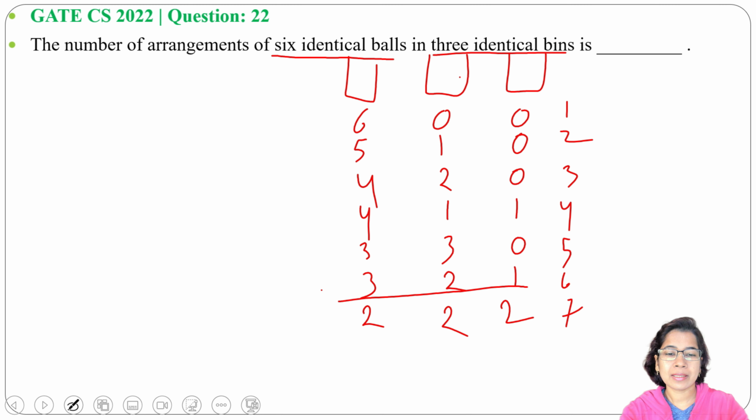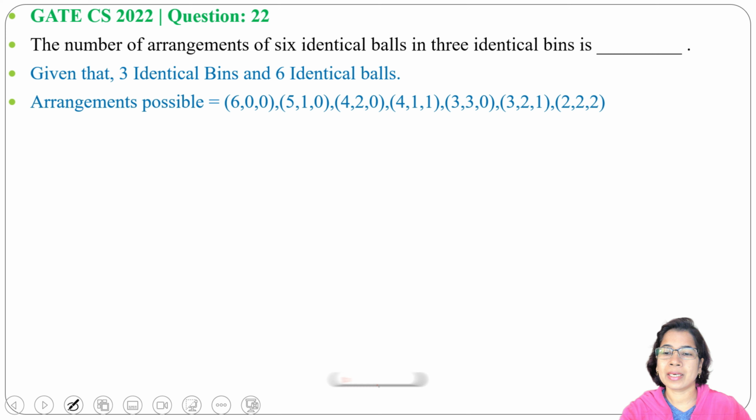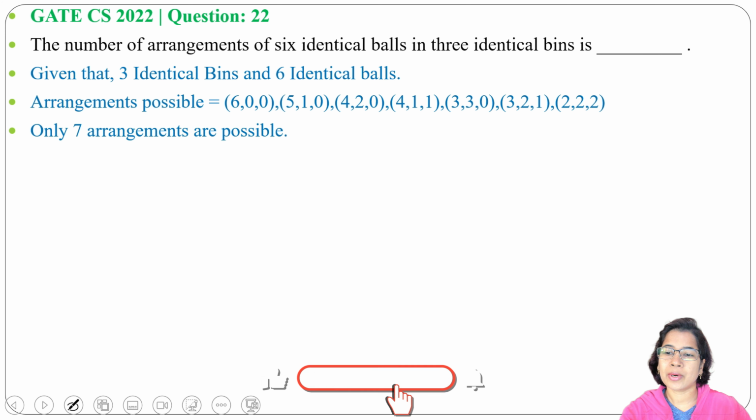As these 3 bins are identical, in which bin you are putting 3 or 2 or 1 doesn't matter. The answer will be 7. There are 7 arrangements possible.